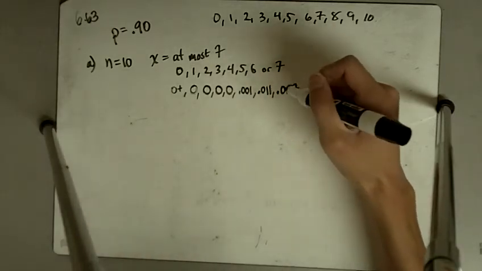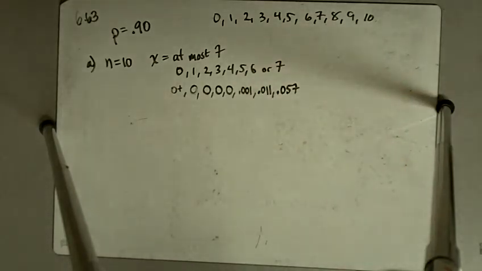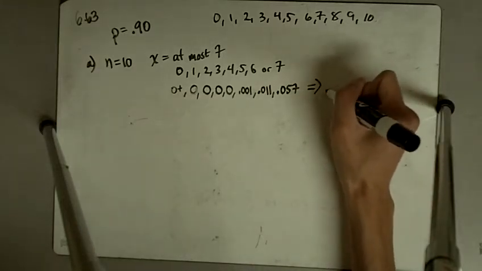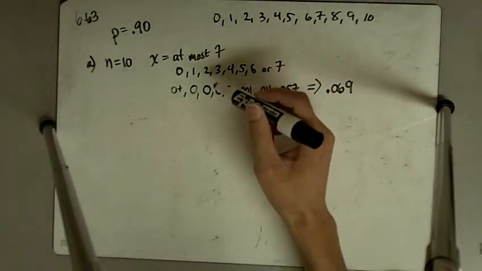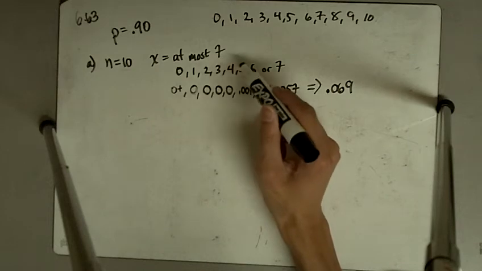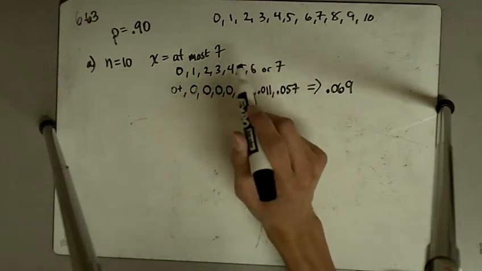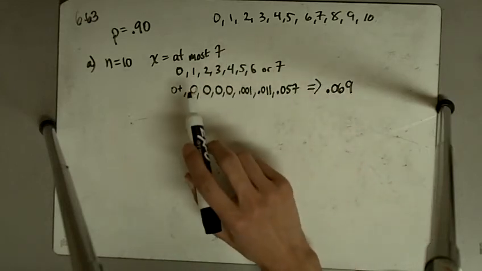Okay, so probability of getting at most 7 is I would add all of these numbers up, and I'd have 0.001 plus 0.011 plus 0.057, and that number adds up to 0.069. Okay, so at most 7 means the probability of getting 0, 1, 2, 3, 4, 5, 6, or 7 people finding jobs. Okay, and so I would have to add the probabilities taken from the table of each of those outcomes.